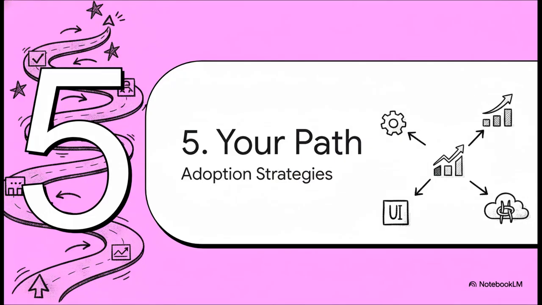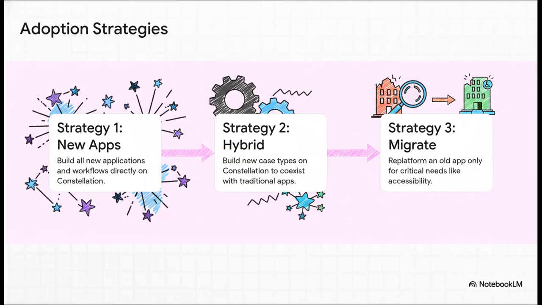So with that balanced view in mind, the good and the not yet, how do you actually get started? The good news is you don't have to jump in all at once. Pega actually outlines 3 really clear strategies for adoption. Your journey is probably going to follow one of these 3 paths. The simplest, the no-brainer, is strategy 1. Just build any brand new application on Constellation. It's a clean slate.